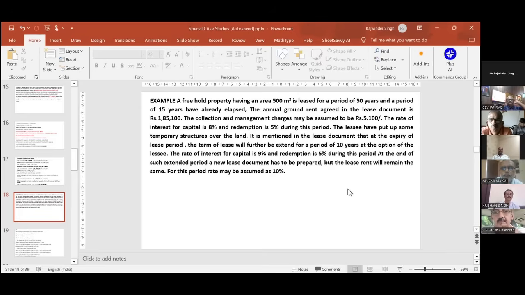The lessee has put up some temporary structures over the land. It is mentioned in the lease deed that at the expiry of the lease period, the term of lease will be extended for a period of 10 years at the option of the lessee. The rate of interest on capital is 9% and the redemption rate is 5% during this period. Then at the end of such period, a document has to be prepared, but the lease rent will remain the same. For this period, the rate may be assumed as 10%.